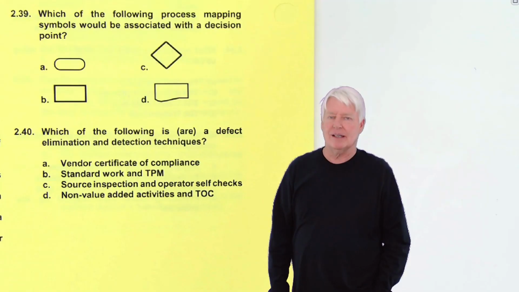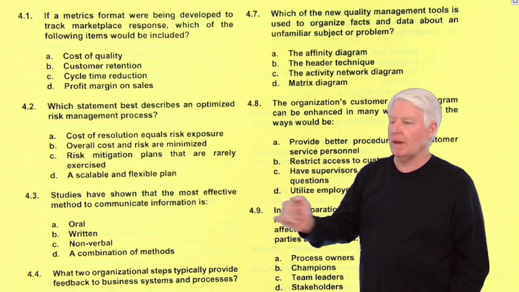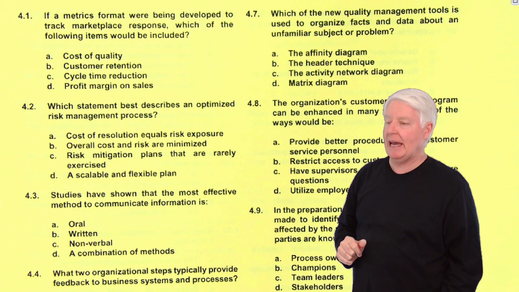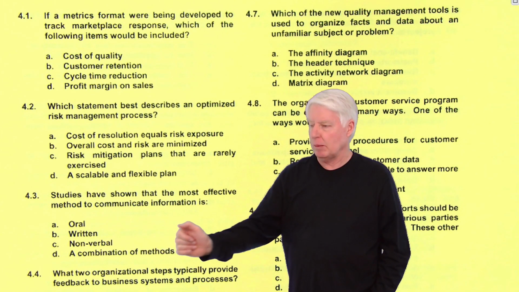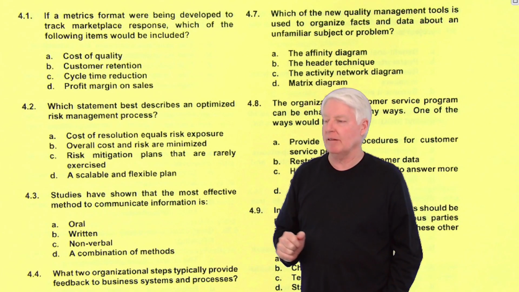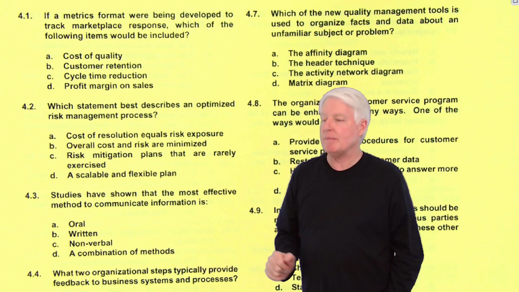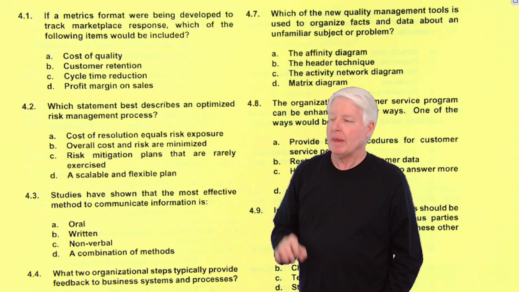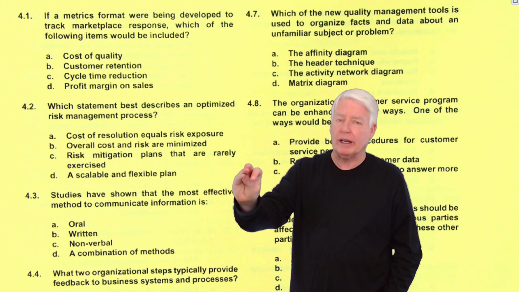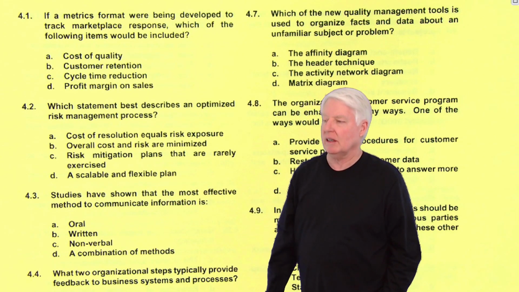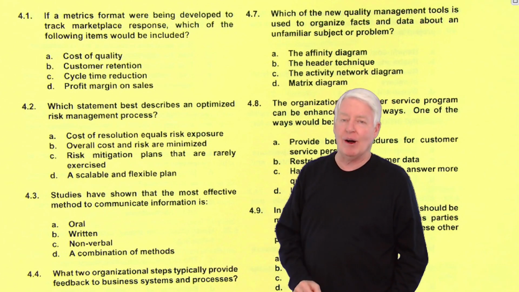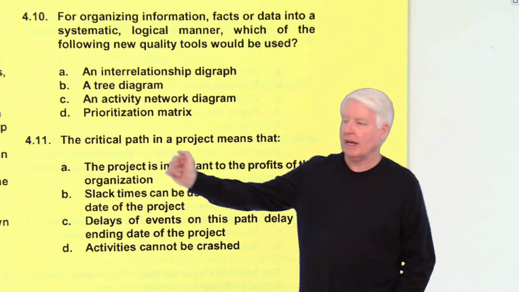Studies have shown that the most effective method to communicate information is oral, written, nonverbal, a combination of both methods. Yes, it's going to be a combination of methods. Remember, ASQ would rather have more communication than less, and a combination means more communication. So 4.3, no doubt, is D.